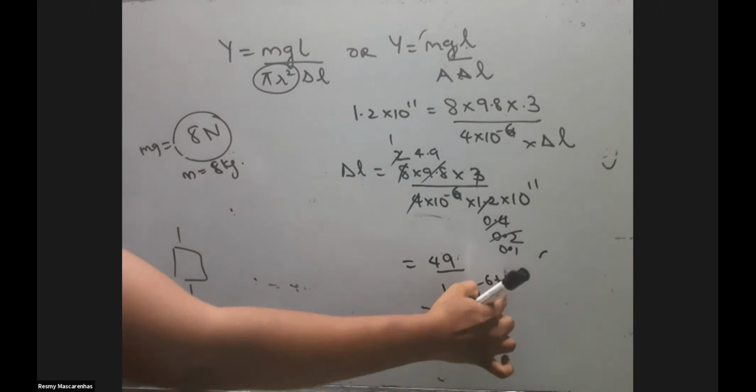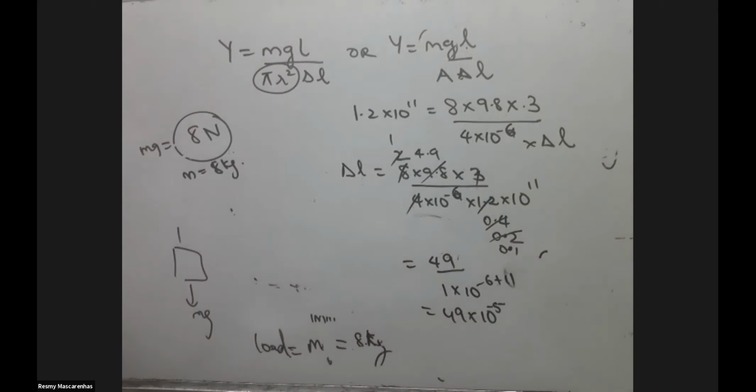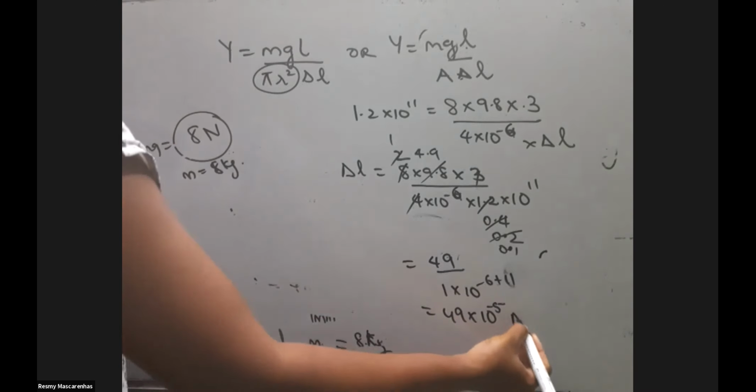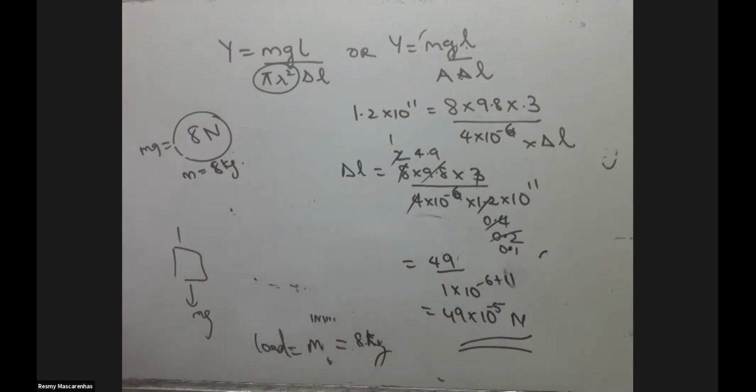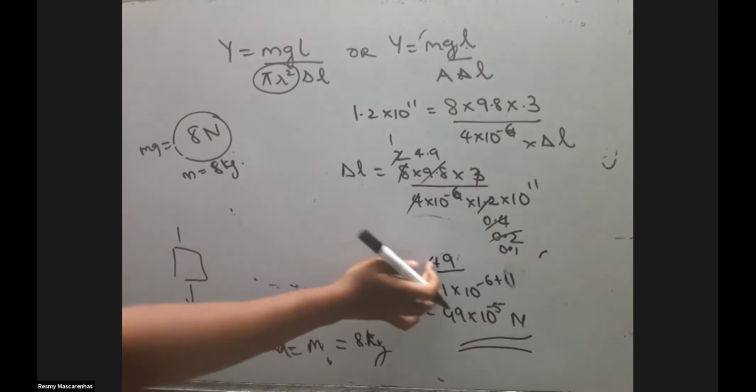Take it up. This is 5, 10 raised to minus 5 Newton. 49 into 10 raised to minus 5 Newton. Both were decimal, so I just shifted one here, one here. They became normal number.